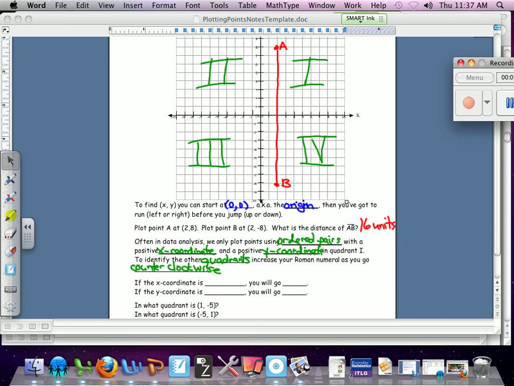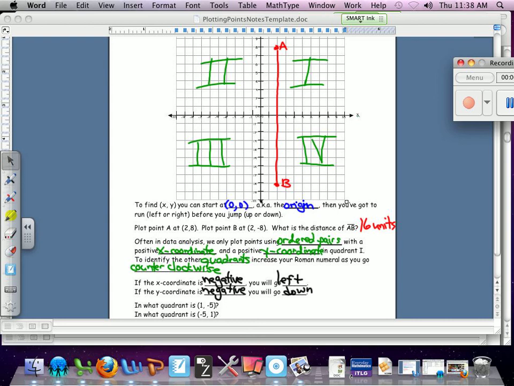So just remember, if your x-coordinate is negative, because you don't always have your x-axis numbered completely, you might have just every 5 or every 10, you will go to the left. You need to make sure you're going the right direction, the right amount of spaces, or units, as they'll call them. If the y-coordinate is negative, instead of going up, you go down.